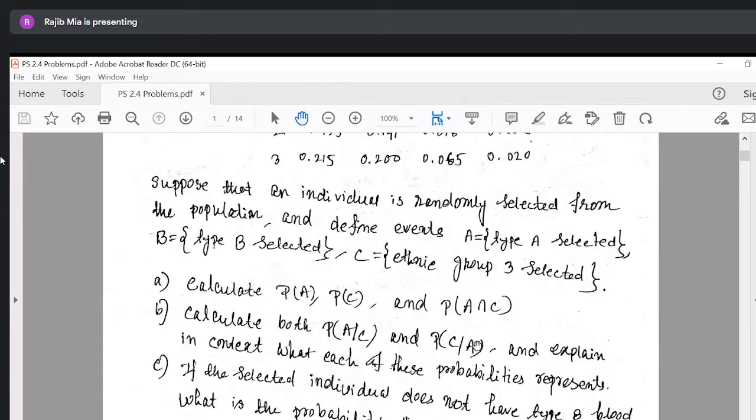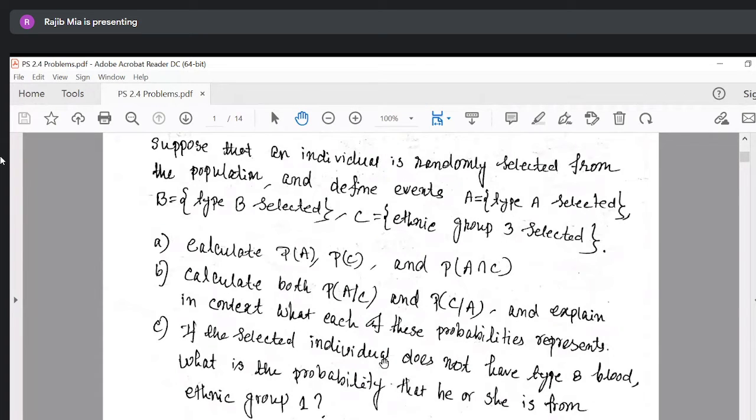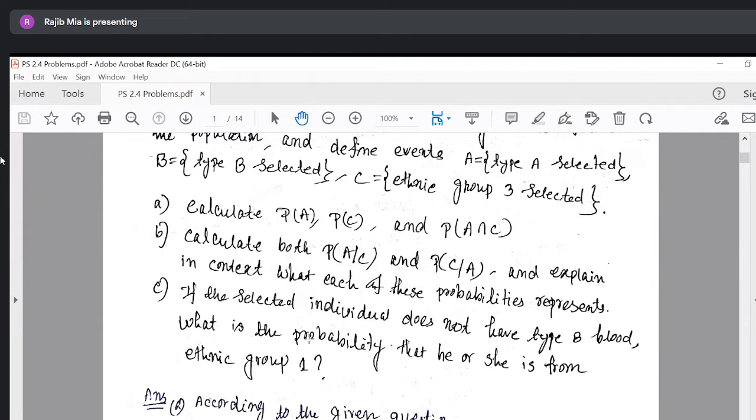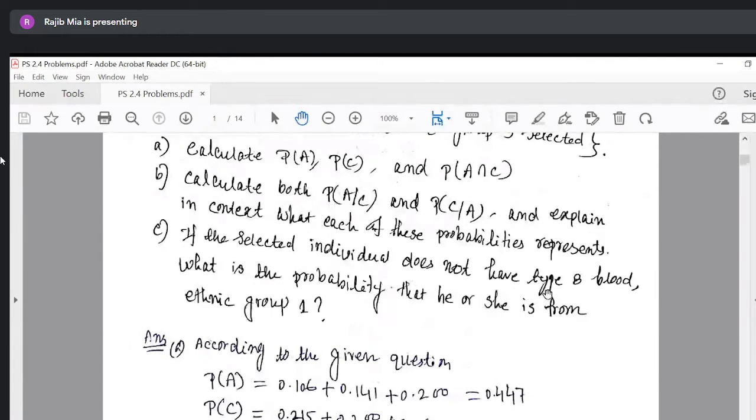But here you actually have to find the conditional probability. It is given that the selected individual does not have type B blood. Then what is the probability that he or she is from ethnic group 1? 0.211. So you have to find the probability that he or she is from ethnic group 1, given that B does not happen. If we denote ethnic group 1 by D, then you have to find the probability of D given B complement.